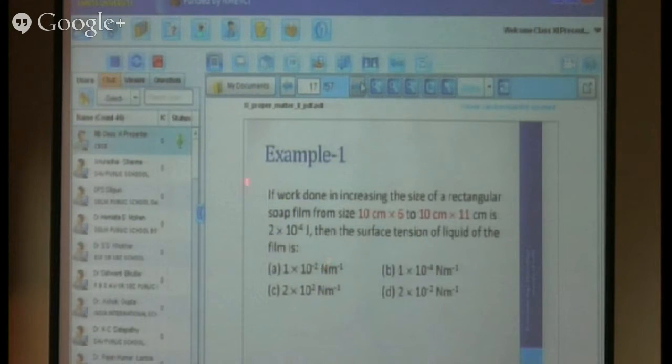The first question reads: if the work done in increasing the size of a rectangular soap film from 10 centimeter by 6 centimeter to 10 centimeter by 11 centimeter, then what is the surface tension of the liquid which is making the film? Do it. A small calculation required.